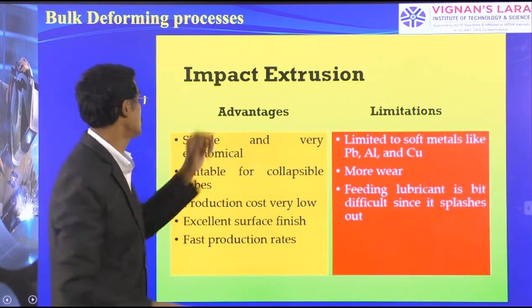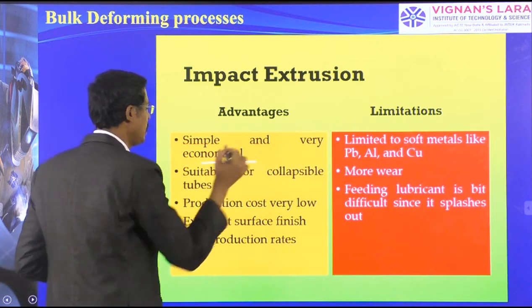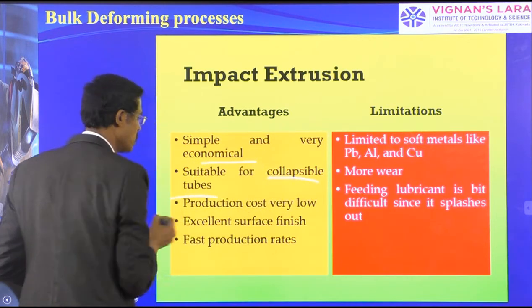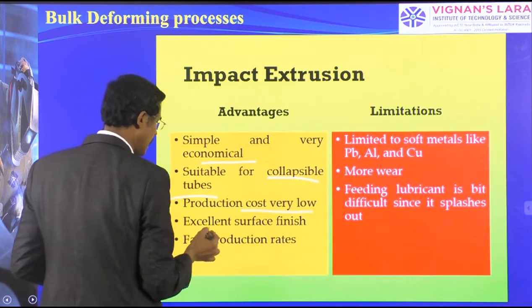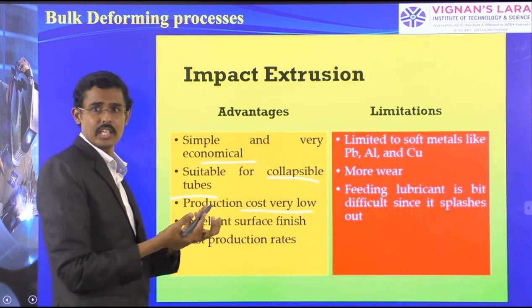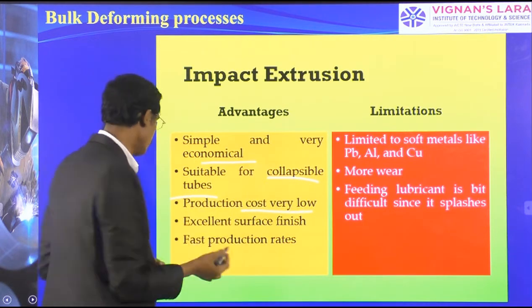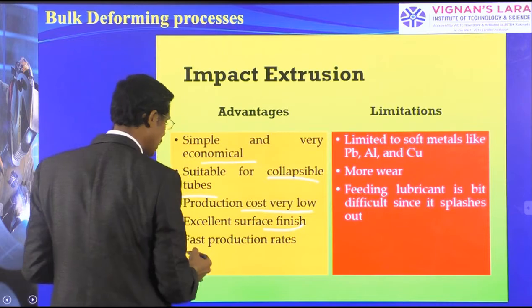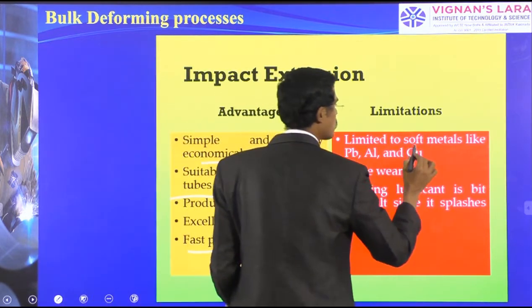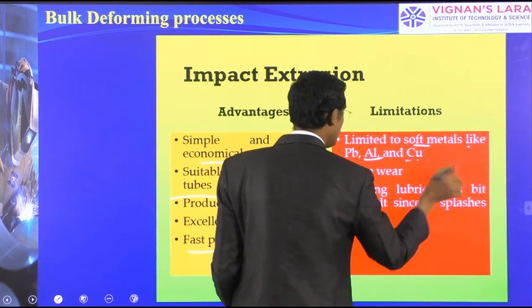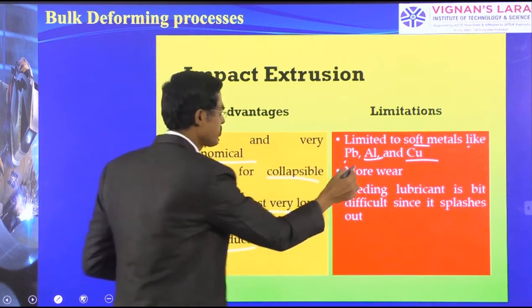Advantages and limitations of impact extrusion: it is simple and very economical, suitable for collapsible tubes, and the production cost is very low, because heat treatment is not done, so obviously it is low. We get an excellent surface finish and a faster production rate. It is limited to soft metals like aluminium and copper and lids.